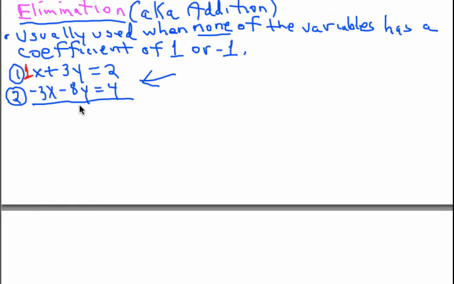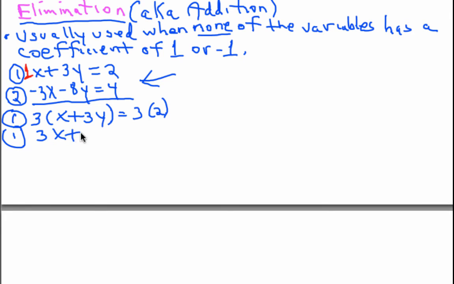Now, the reason this method is called the elimination method is because when we add, we want one of the variables to drop out. As these equations stand right now, if you add them together, neither variable will drop out. But if we examine equation number 1, we see that if we multiply both sides by 3, so let's do that. Remember to multiply the entire side. So the new equation number 1 is 3x plus 9y equals 6.